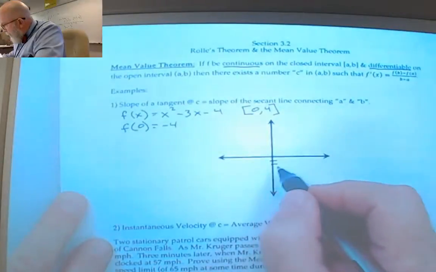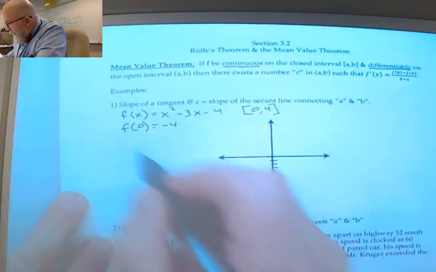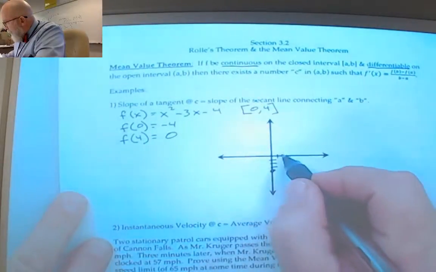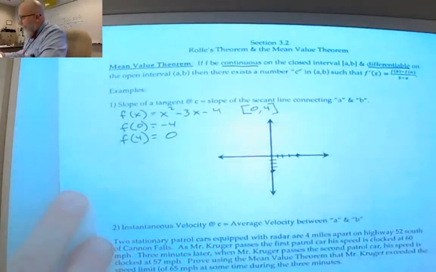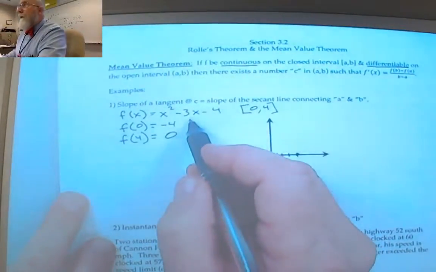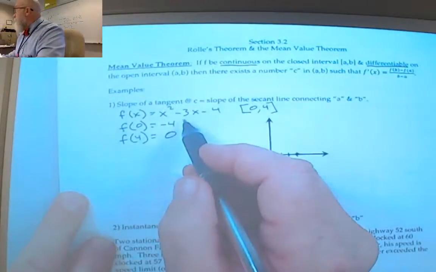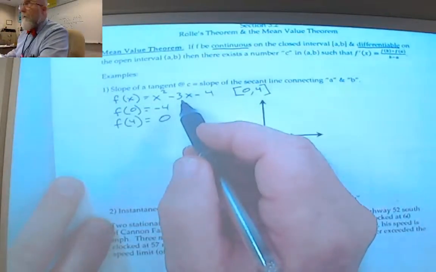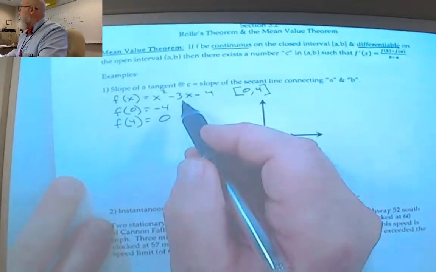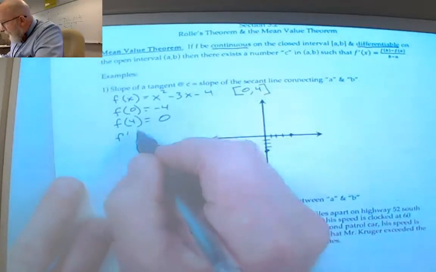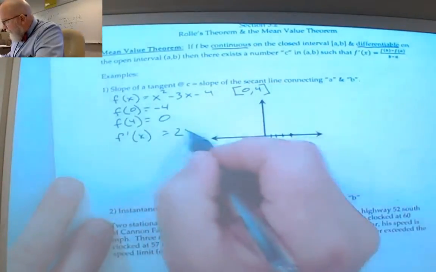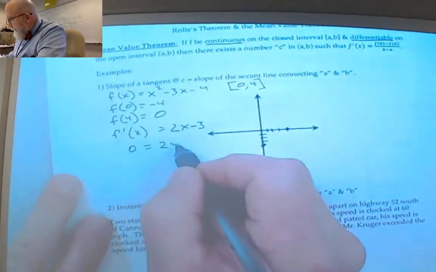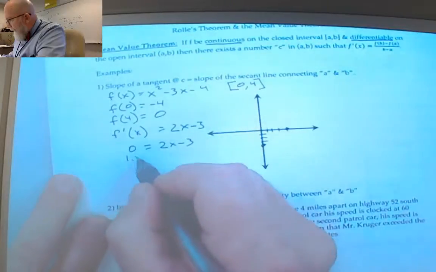And f of 4, did I get 0? It's a parabola, correct? So it's got a vertex, correct? To figure out that vertex, I can take the derivative and set it equal to 0. The derivative is 2x minus 3. Make it equal to 0, and I got 1.5 is equal to x.